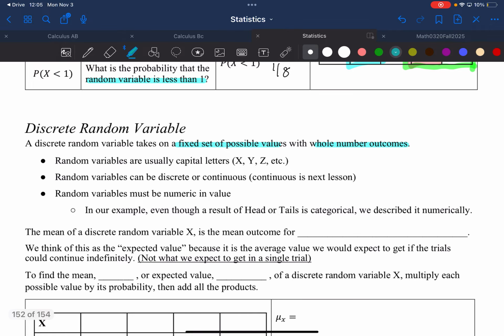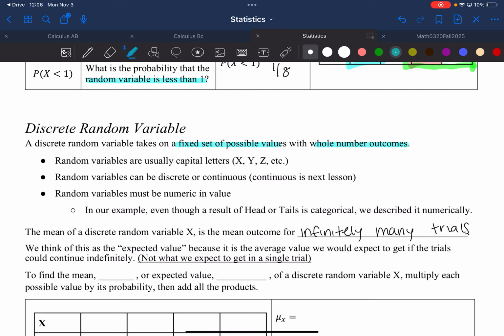The mean of the discrete random variable X is the mean outcome for infinitely many trials. This is very important. This is typically one of those multiple choice questions. They'll ask you what's the interpretation of the mean of a discrete random variable, and you're going to have to say that it is the mean outcome for infinitely many trials. What that means is if we were to do this same experiment over and over and over again, infinitely many times, we would expect that mean value to be whatever it is once we calculate it.